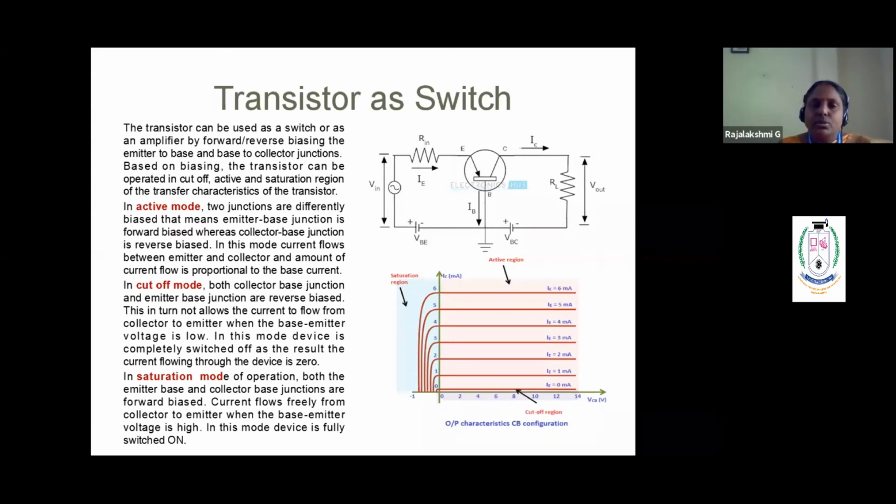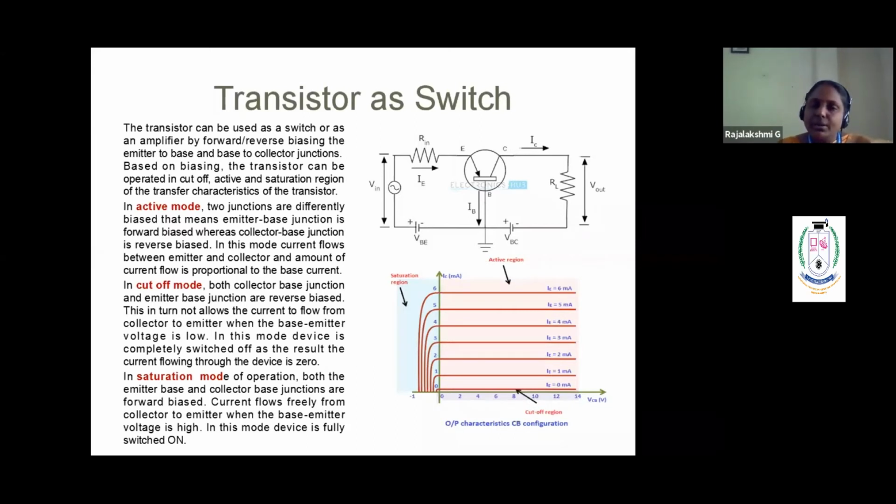So let us see the two junctions. There are two junctions, no? In that, the emitter junction is forward biased and the collector junction is reverse biased. This is the normal condition. Always we know that the input part is forward biased, output is reverse biased. That mode is called the active region.